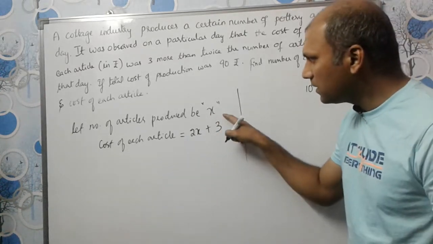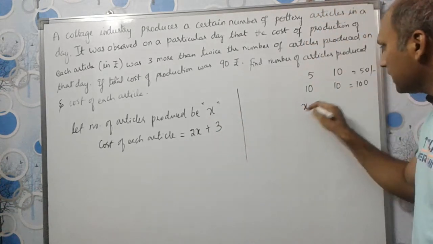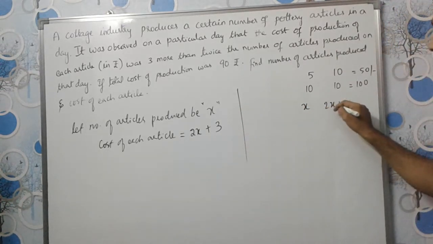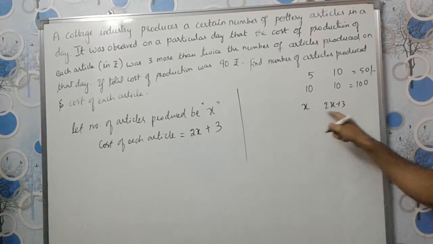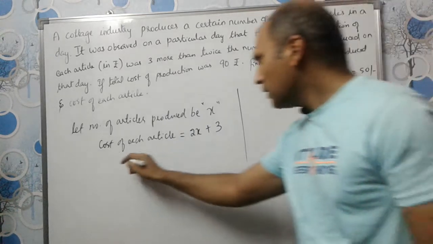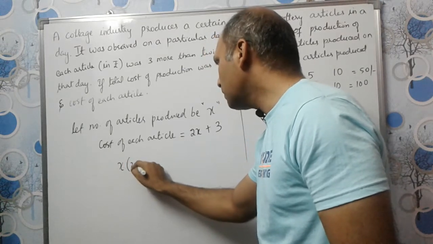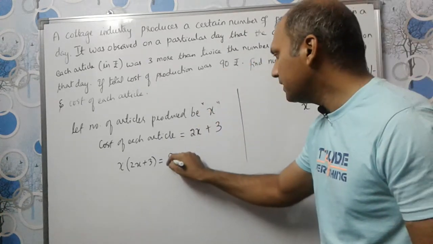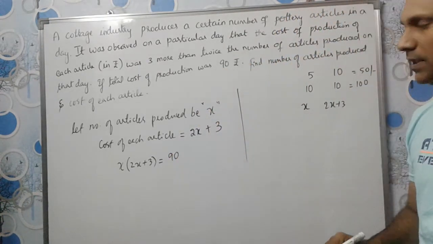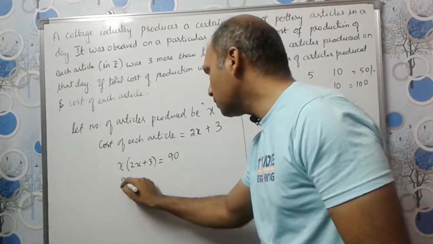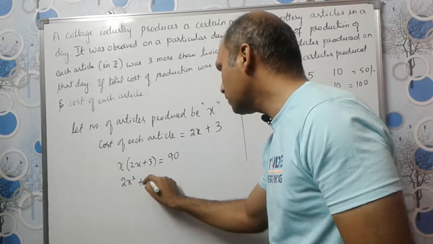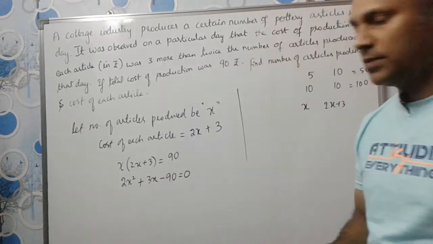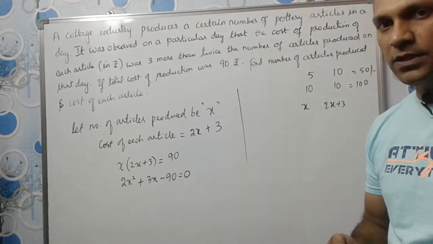In our case, the number of articles produced is x, and each article's cost is 2x plus 3. So the total production cost will be equal to how much? We should multiply this. According to the problem, x into (2x plus 3) is equal to the total production cost, 90 rupees. Multiplying, x into 2x is 2x squared, x into 3 is 3x. Let us bring this 90 to this side, it will become minus 90. I hope you understood the equation.